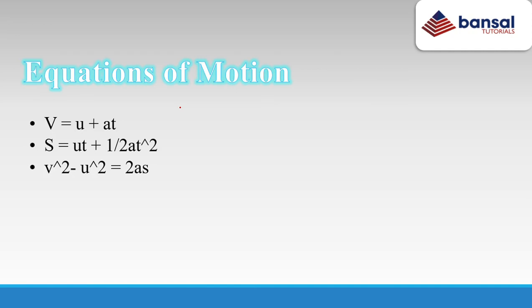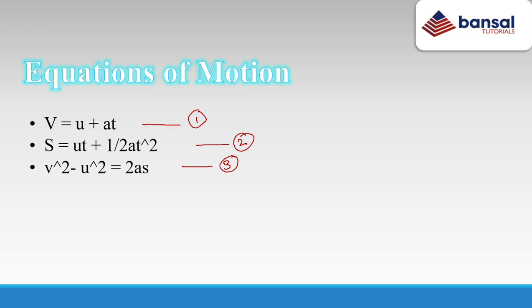Students, as we know, there are three equations of motion that we have to study. This is v is equal to u plus at, the first equation of motion, s equal to ut plus half at square, the second equation of motion, and the third or the last equation of motion is v square minus u square is equal to 2as. These are the three equations of motion. We will study these three equations of motion and the derivation of these equations of motion.